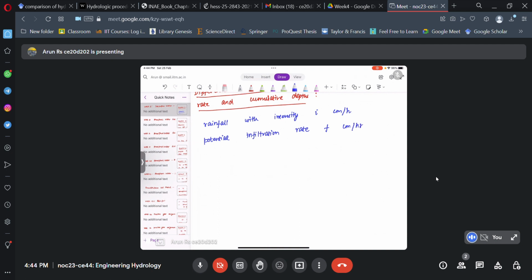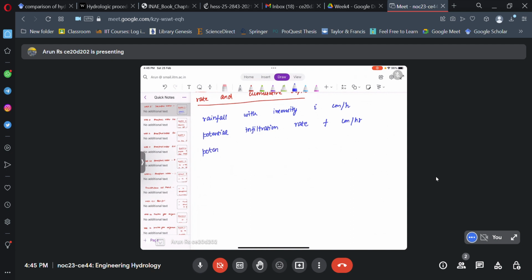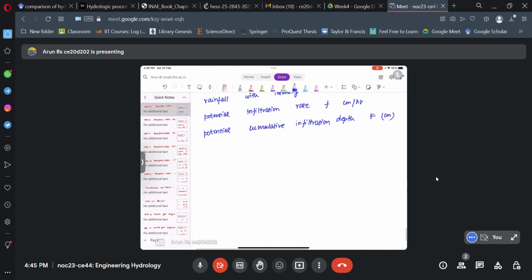Small f in centimeters per hour, and your potential cumulative infiltration depth, capital F, that is in centimeters. So we will have two cases. Case 1, if the rainfall intensity I is less than your potential infiltration rate, which means the rate at which the rainfall is coming down is less than the rate at which the soil can infiltrate the precipitation.